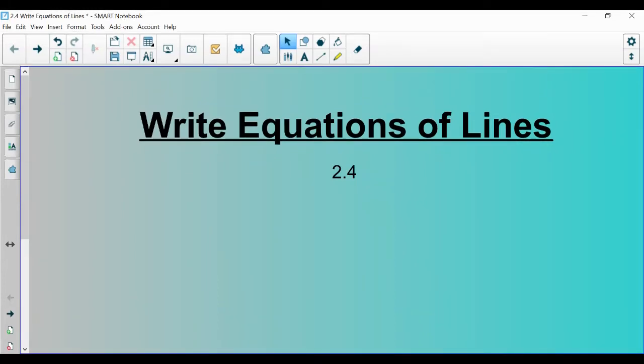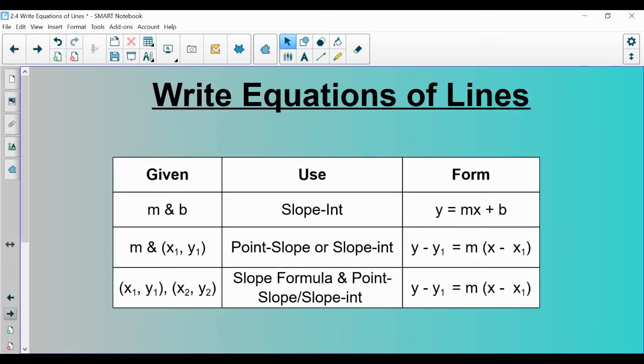This lecture is on writing equations of lines. This is from section 2.4 in our book. So in the last section, we graphed equations of lines. We graphed equations from slope-intercept form or from standard form. And in this section, we're actually going to be doing the opposite. We're going to be given information about our lines, and we need to write the equations of them.